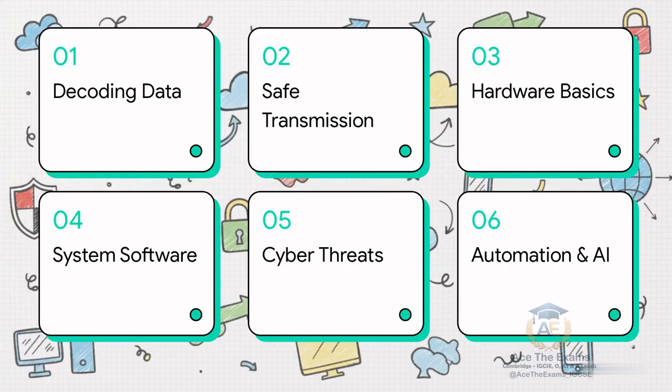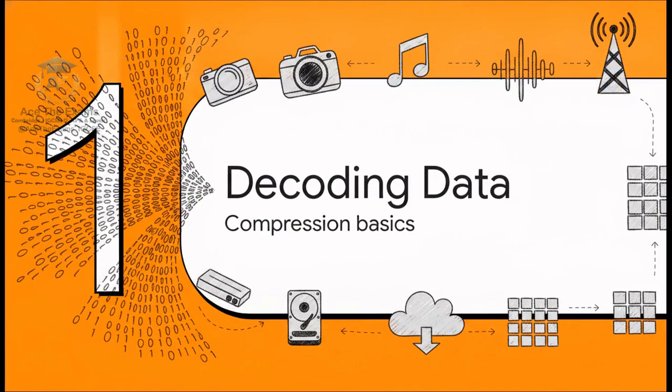Here is our roadmap for today. We're going to break this down into 6 essential chapters: decoding and compressing, safe transmission, hardware basics, system software, cyber threats, and finally, automation and AI. Let's get started. Chapter 1, Decoding and Compressing Data.